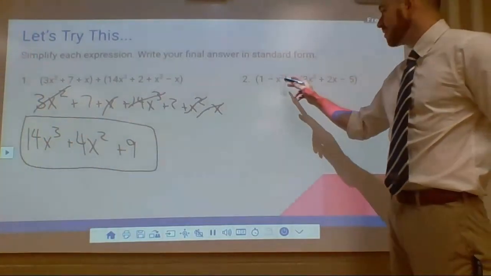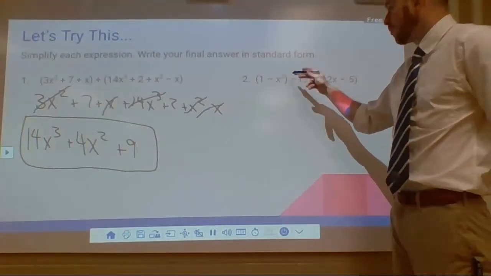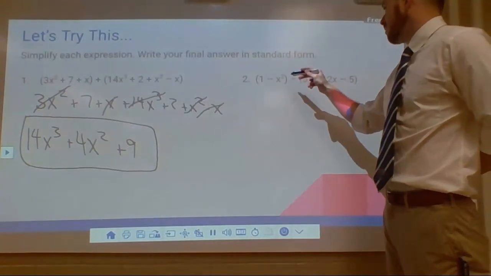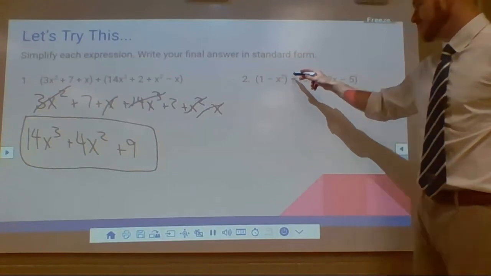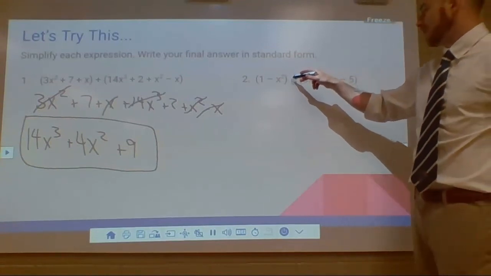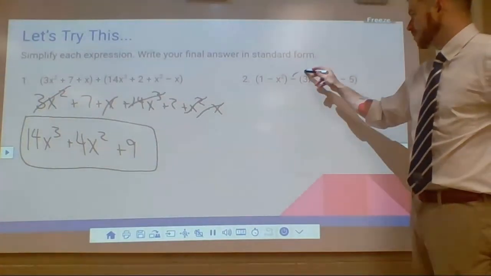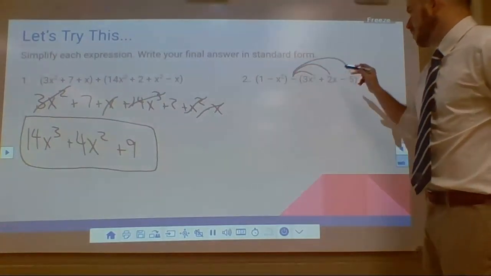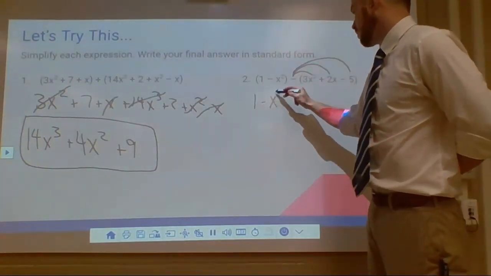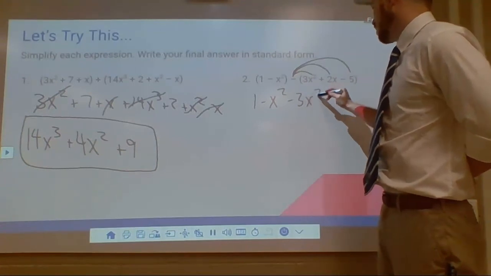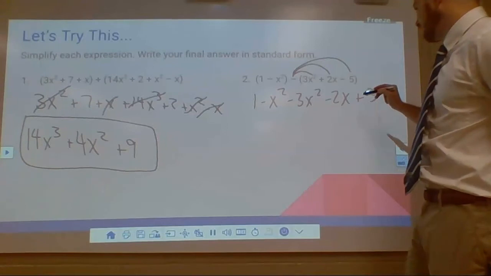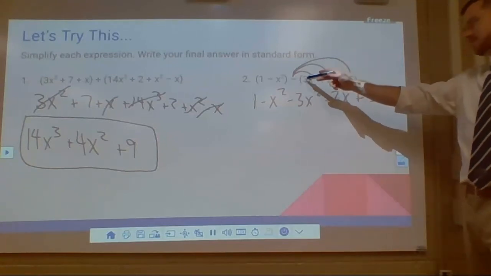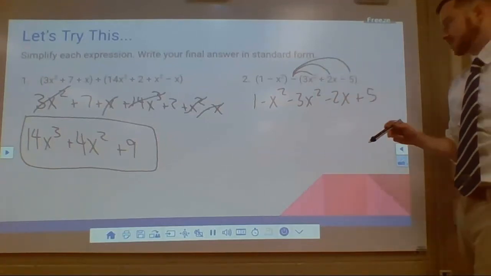Now for number 2, we see a minus sign in the middle. So we know we're going to end up subtracting the polynomials. So let's remember that if we see a minus sign there, before we can just drop the parentheses, we need to distribute it. So we'll say 1 minus x squared minus 3x squared minus 2x plus 5. When that distributes, basically changing all the signs within that parentheses.